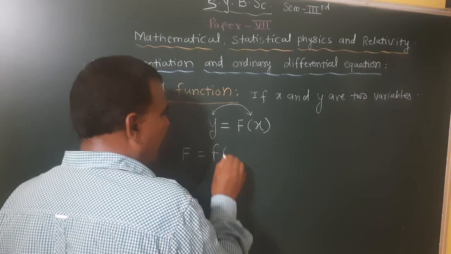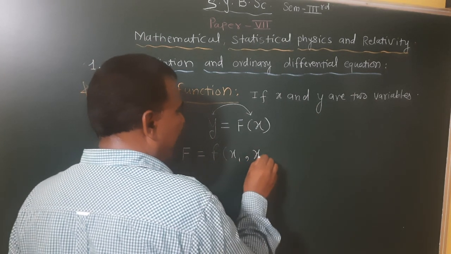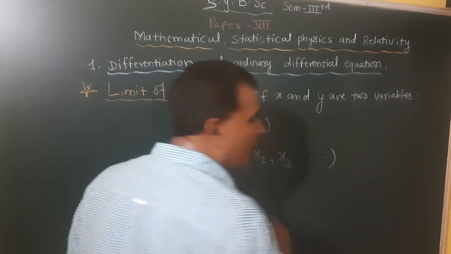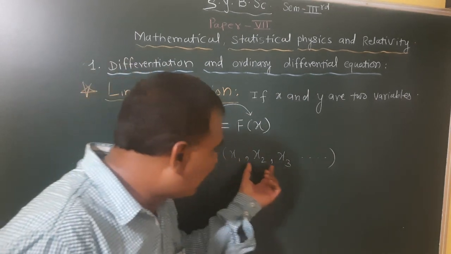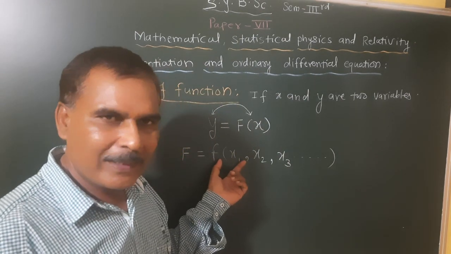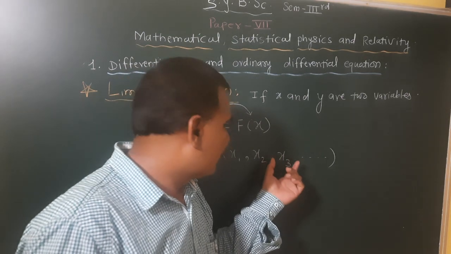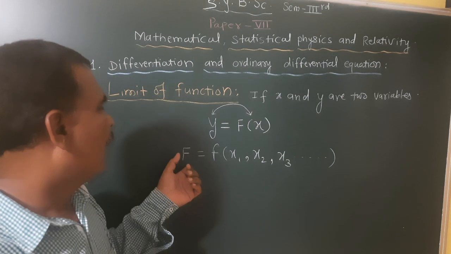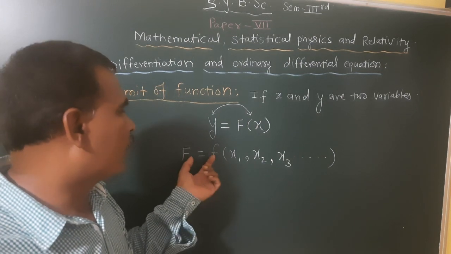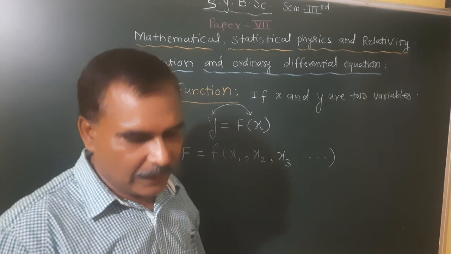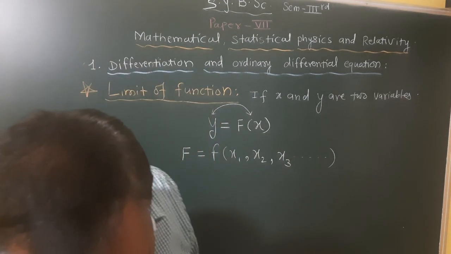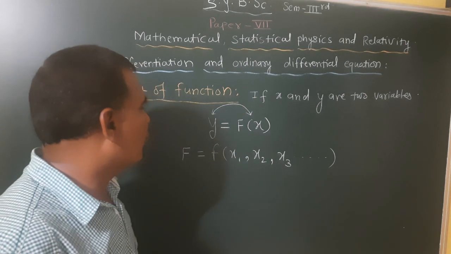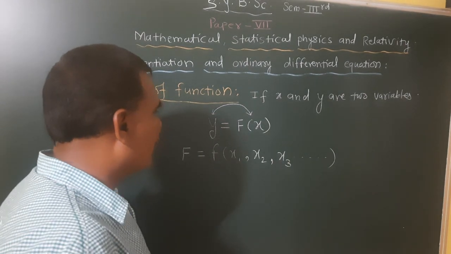That is f of x1, x2, x3, up to xn, n number of variables. These are the independent variables: x1 is the first variable, x2 is the second variable, x3 is the third variable. These are the n number of variables. Means a function f is equal to f of x1, x2, x3, and finally we say that function of n independent variables, that is f equals f of x1, x2, x3, xn.